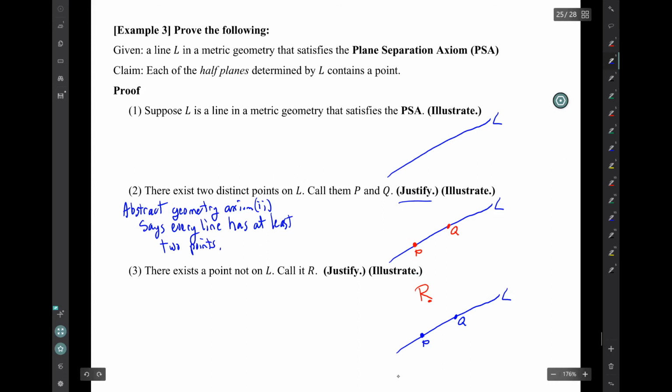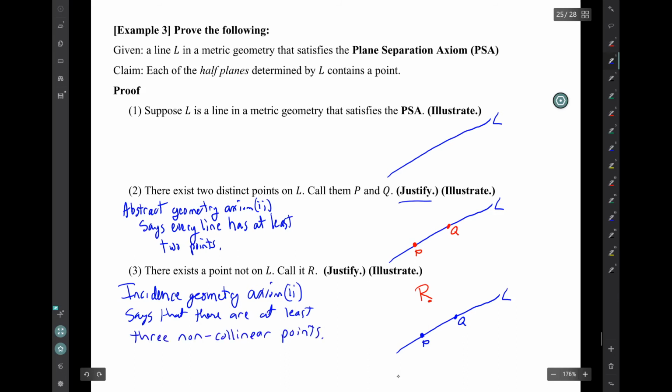Well, the key is to remember that in an incidence geometry, there exist at least 3 non-collinear points. That's incidence geometry axiom 2. So the fact that there exist at least 3 non-collinear points means that if you have a line, it can't be that every point in the geometry is on that line. There has to be a point that's not on that line. Otherwise, the points would all be collinear.